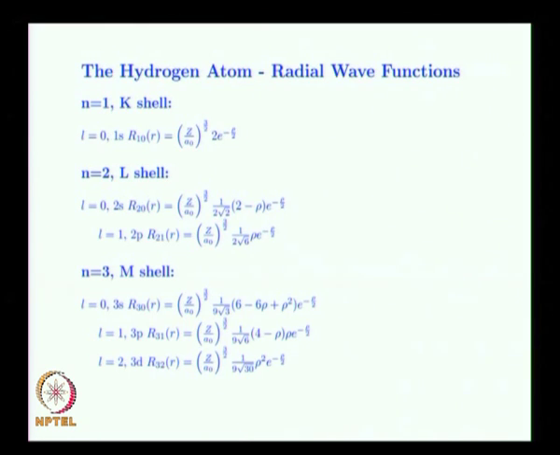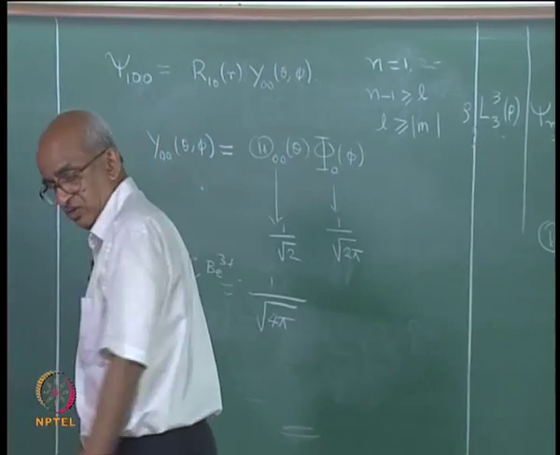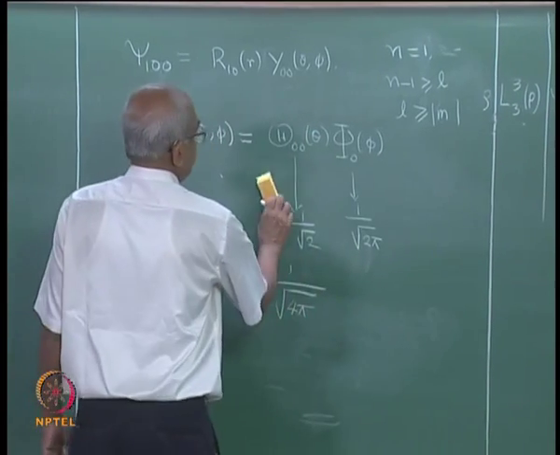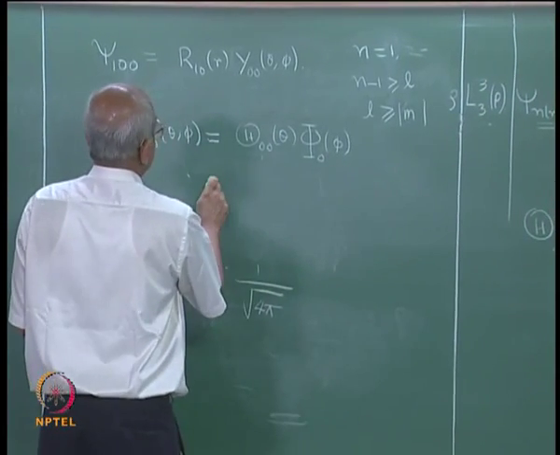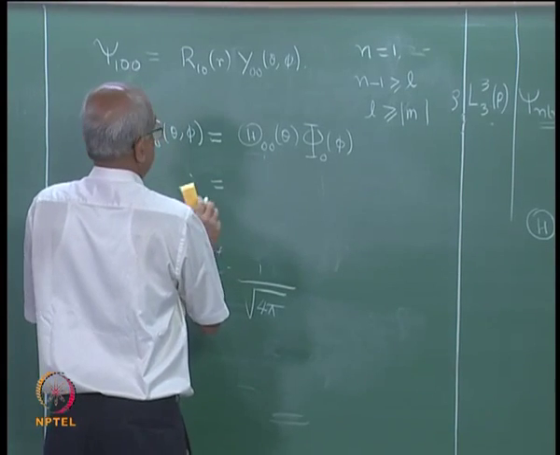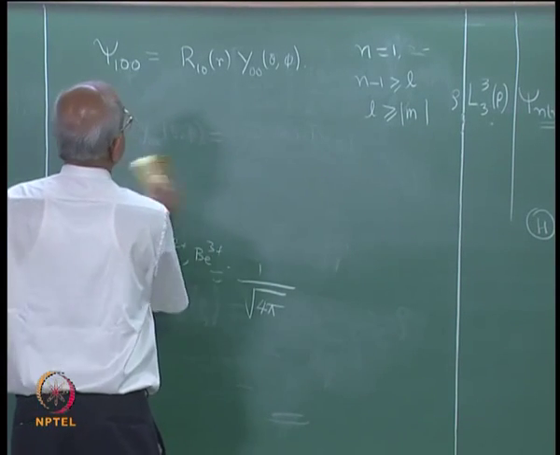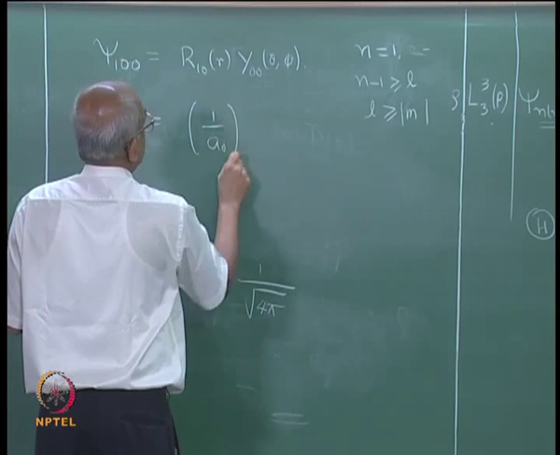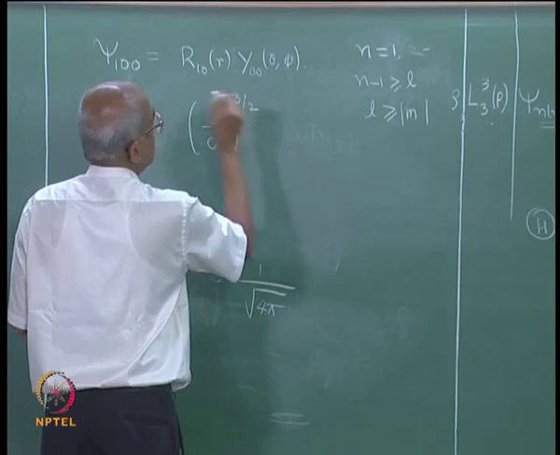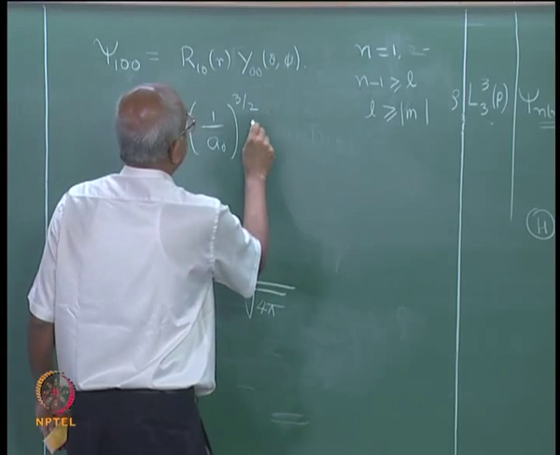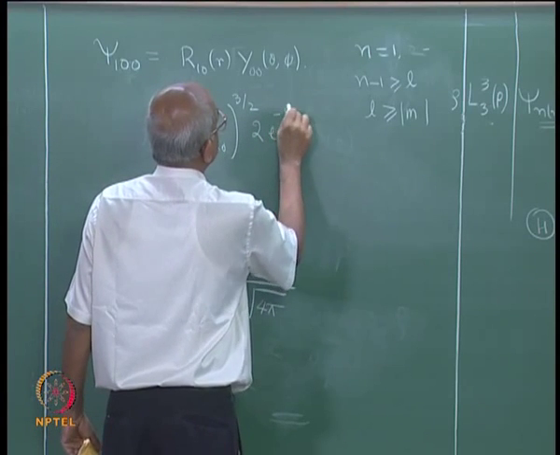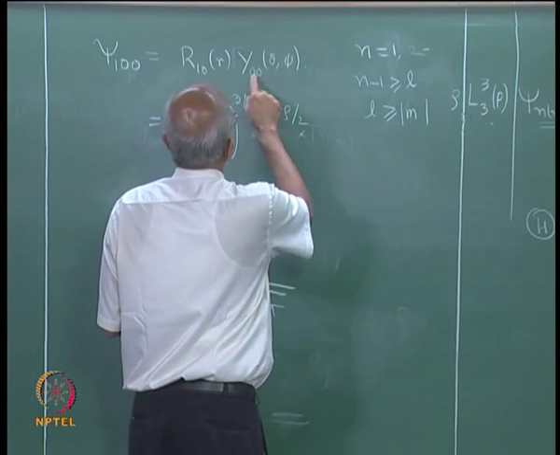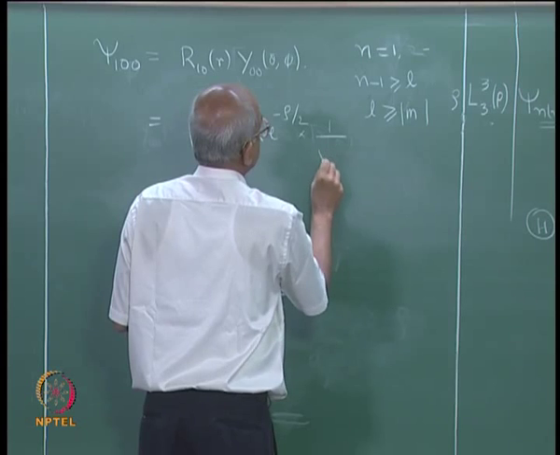Okay. So, what will happen? R10, we know how much it is, is actually equal to 1 by A0 to the power of 3 by 2, 2 e to the power of minus rho by 2, and multiplied by Y 00 that we have found is 1 by square root of 4 pi.